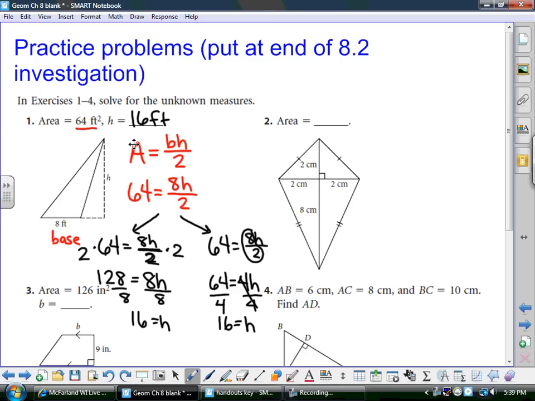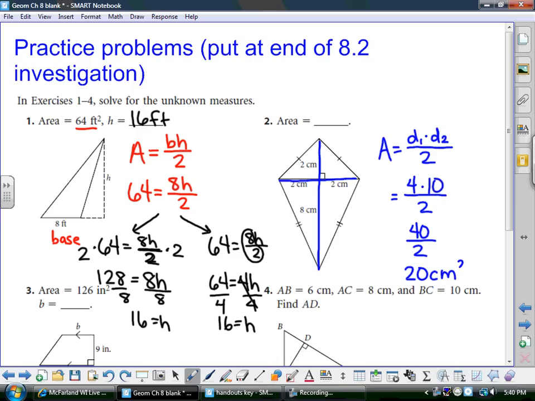The second shape is a kite, and we know that the area of the kite is diagonal 1 times diagonal 2 divided by 2. The first diagonal is 2 plus 2, or 4 centimeters long. The second diagonal is 8 plus 2, or 10 centimeters long. So the area is 40 divided by 2, or 20 centimeters squared.